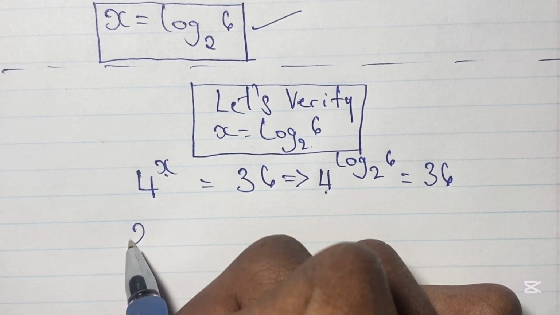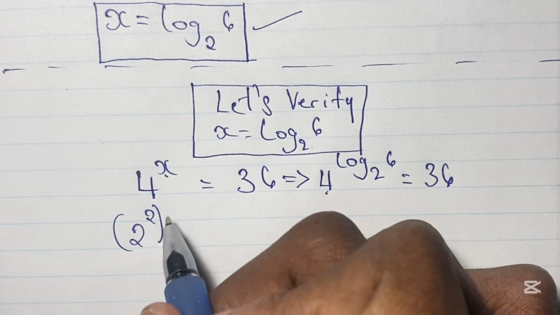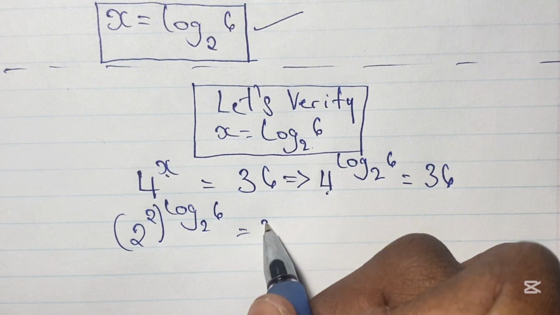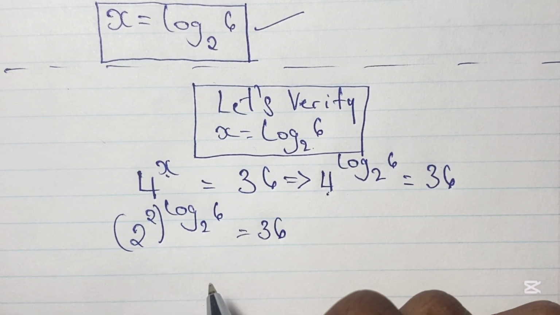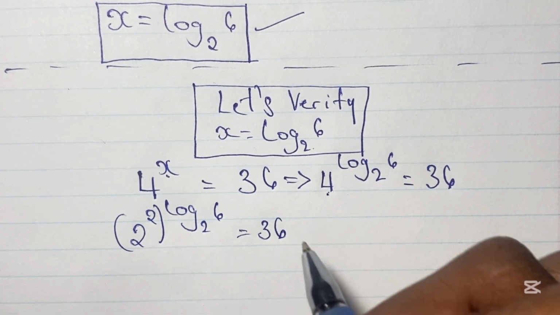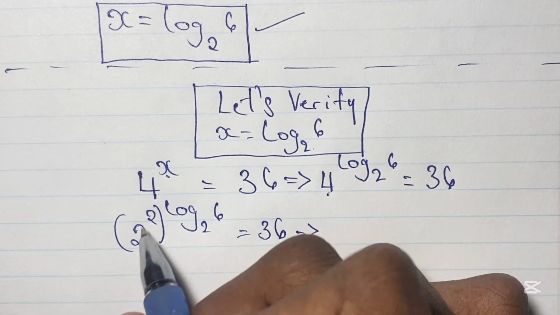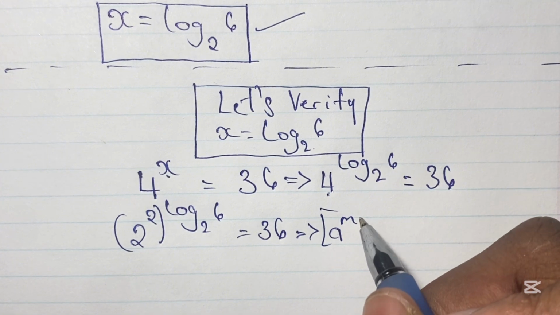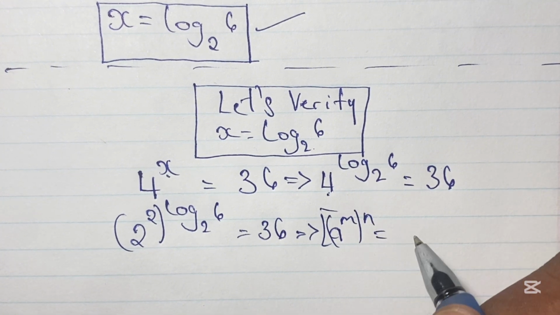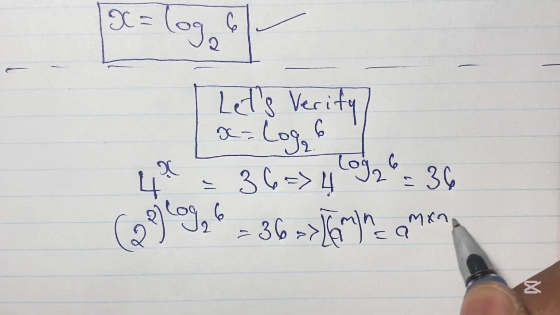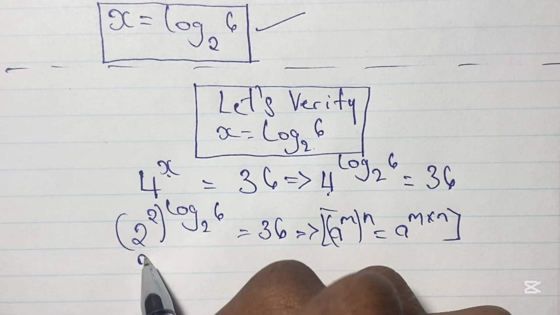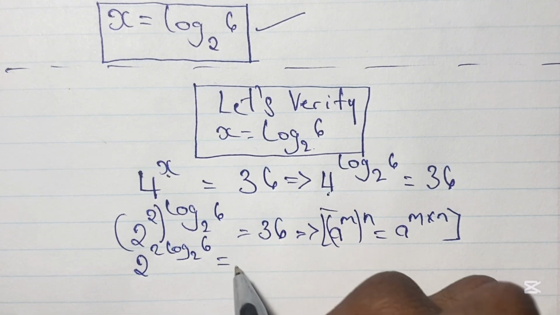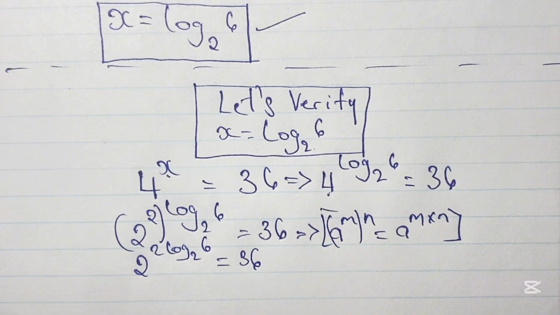Now from here we know that 4 can be rewritten as 2 squared. So we have 2 squared in brackets powered by log base 2 of 6 equals 36. And now from here, using our law of indices, we can rewrite this using the law where a to the power of m, in brackets powered by n, is the same as a to the power of m times n. Having this, we can rewrite our exponent using this rule. So we have 2 to the power of 2 log base 2 of 6 is equal to 36.